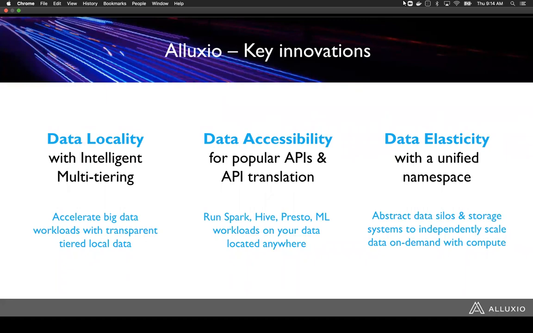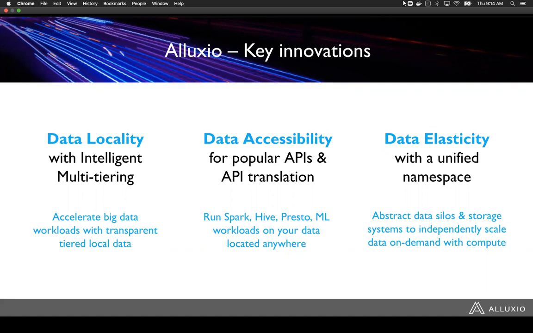Some of the key innovations of Alluxio include the three pillars that I have on the screen. The first one is data locality. Like I mentioned, as we are increasingly moving from a world with co-located compute and storage into a world where we have disaggregated compute and storage, data locality is not easily preserved. By having a layer of Alluxio in the middle, I'll talk about the solution in the following slides, we are able to have data locality without making additional copies or migrating data to a compute cluster, which may not be the same as your storage cluster.